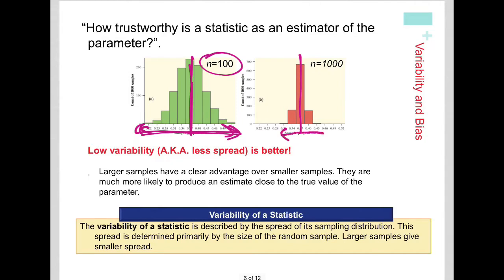So in the second picture, you notice the spread's way smaller, and that's because the sample size is so much bigger. So the larger the sample size, the smaller the spread, which is what we want, because that means we're closer on target to the actual true mean.